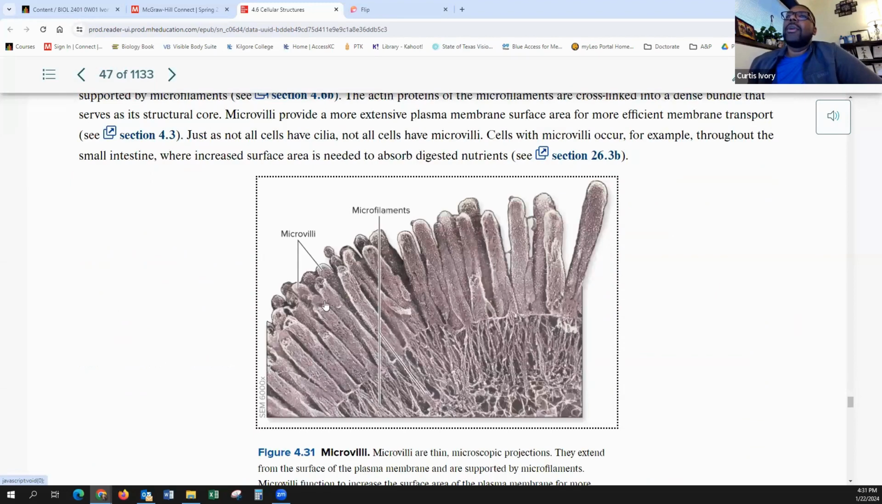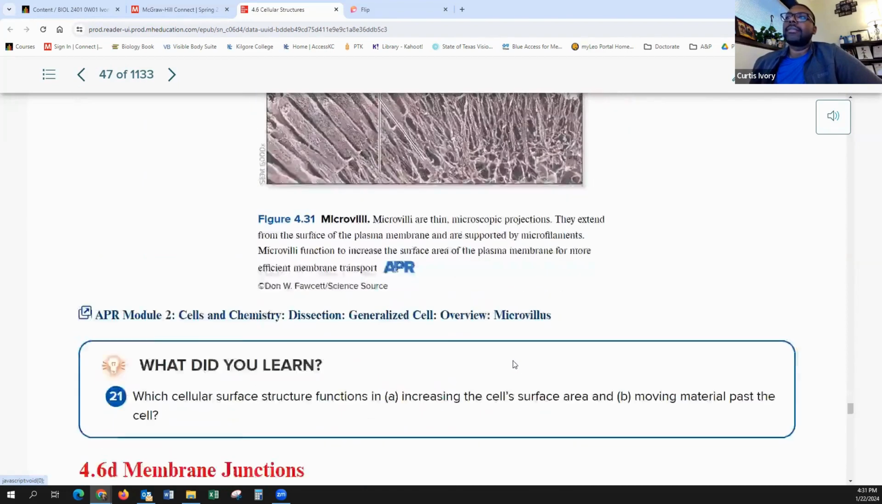And then this is actually what microvilli look like underneath the microscope. Here you see the microfilaments that are giving it structure to stand up. They kind of look like a lot of tree roots, but they're microfilaments that are just going to give structure and support.